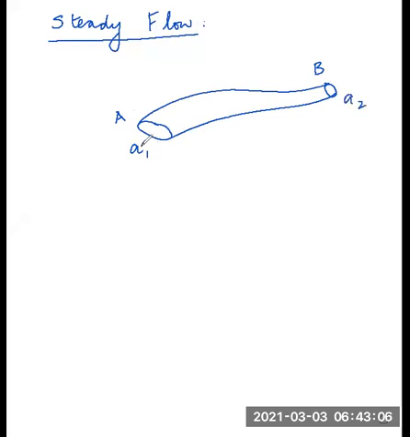Well, the fluid is flowing in this direction, flows and then flows out. Well, it's a streamline flow. No streamlines are cutting each other. We want to understand and define what is a steady flow.